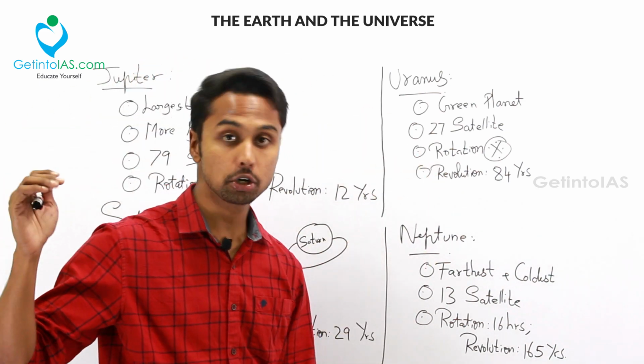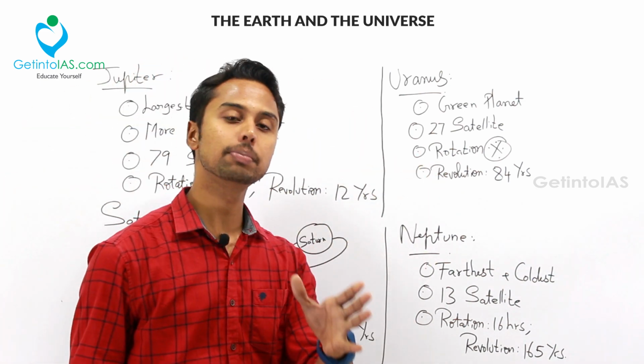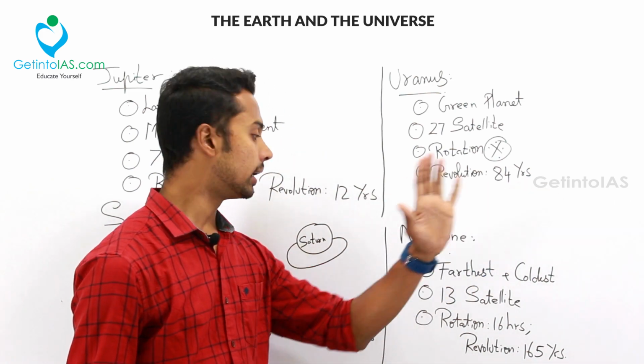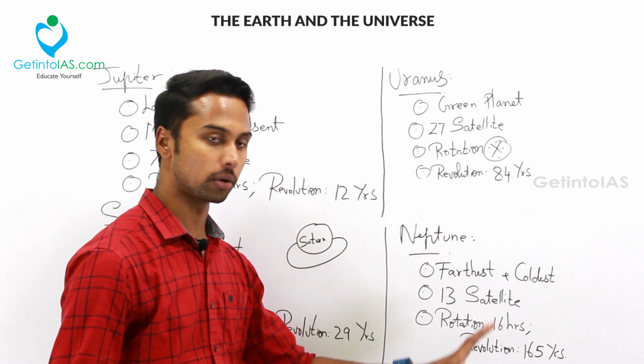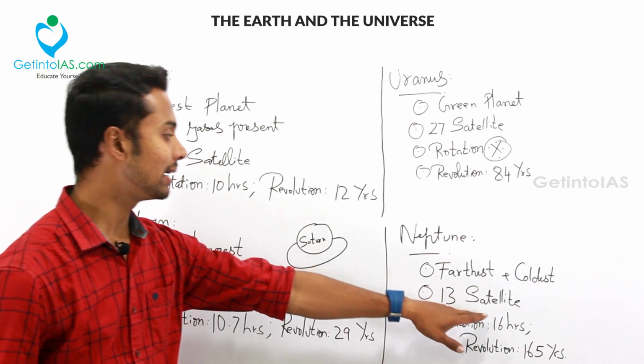So it is very cold. Okay, so which is the coldest planet? You can say without any confusion, it is Neptune. It has 13 satellites around Neptune.